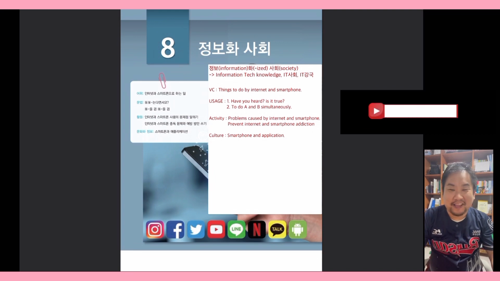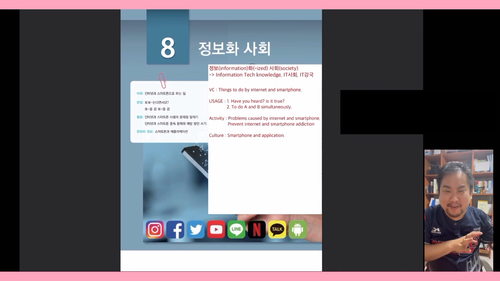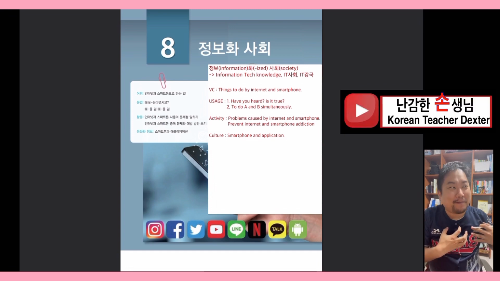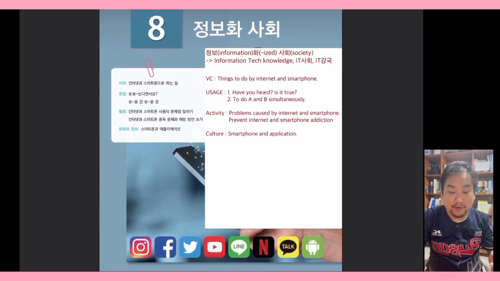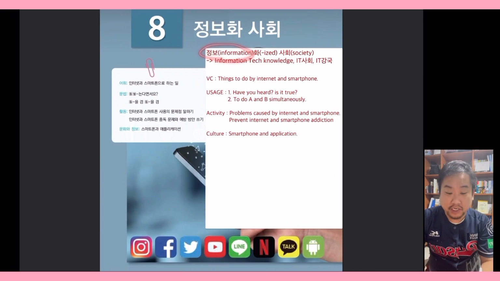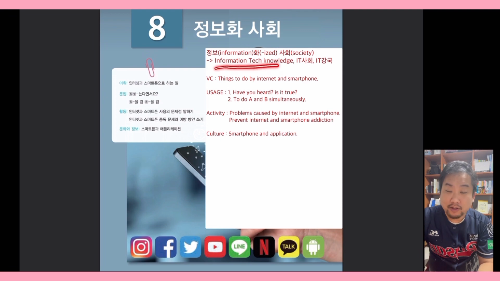So Koreans are really sensitive about this. Maybe because I'm also Korean, we are proud of that. The topic is 정보와 사회. 정보 is information, and 화 is like "-ization." For example, 국제화 is internationalization. So it means an informationalized society, which means information technology.